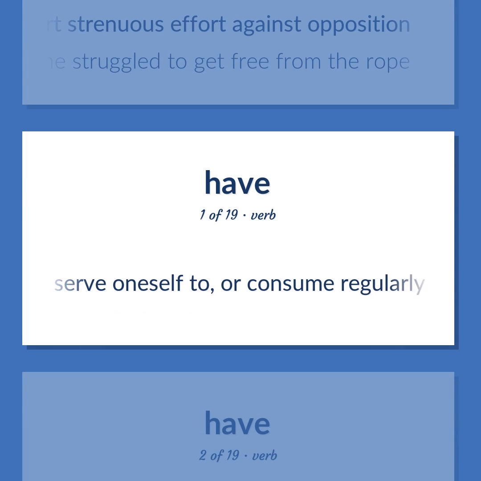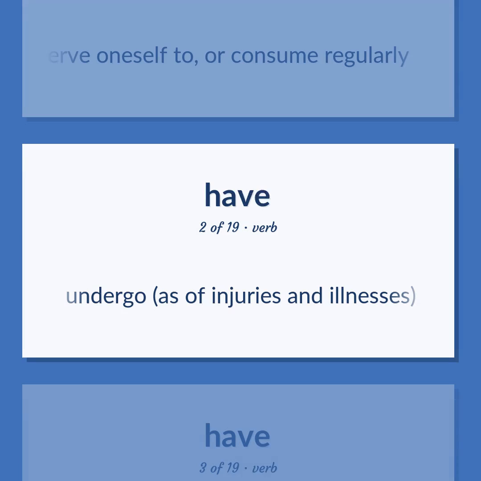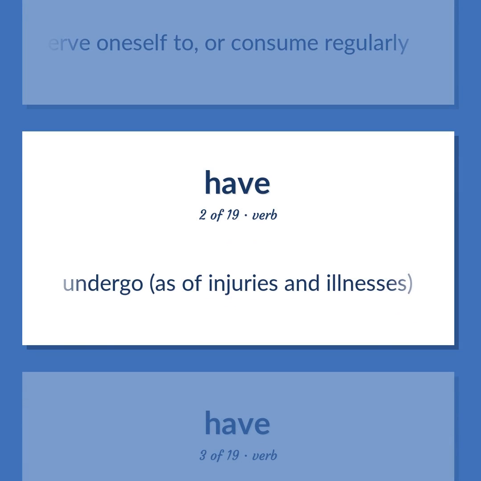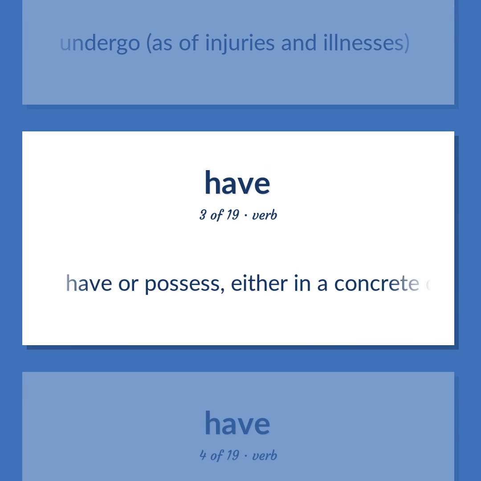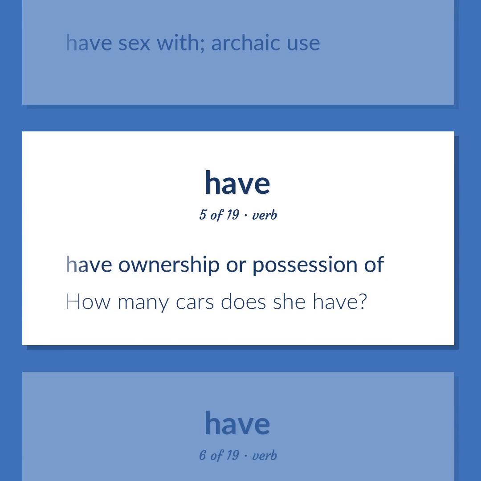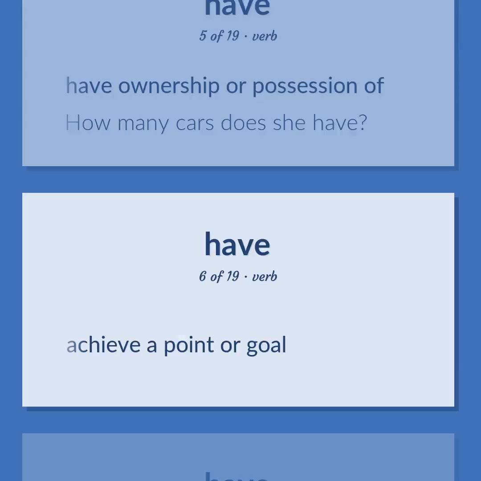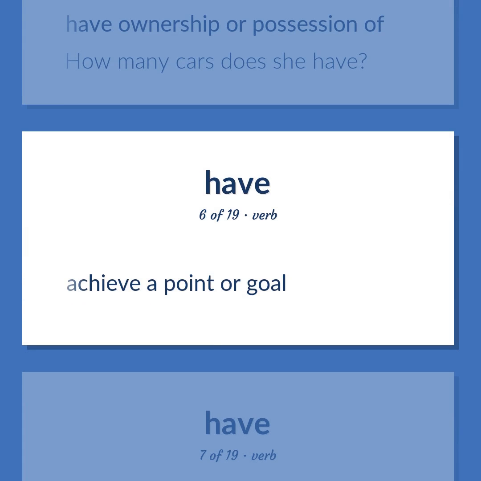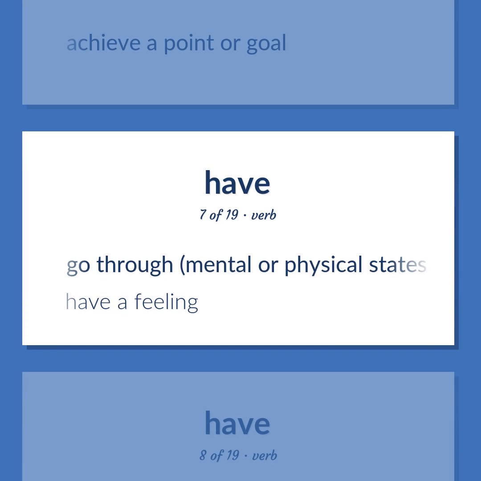Serve oneself to, or consume regularly. Undergo, as of injuries and illnesses. Have or possess, either in a concrete or an abstract sense. Have sex with, archaic use. Have ownership or possession of. How many cars does she have? Achieve a point or goal. Go through, mental or physical states or experiences. Have a feeling.